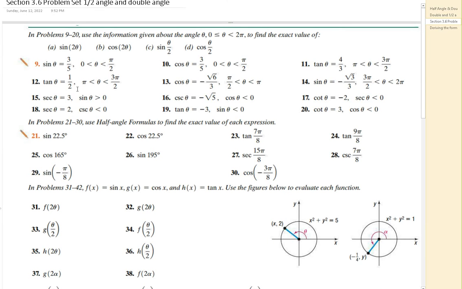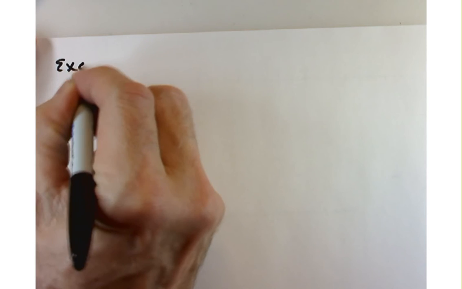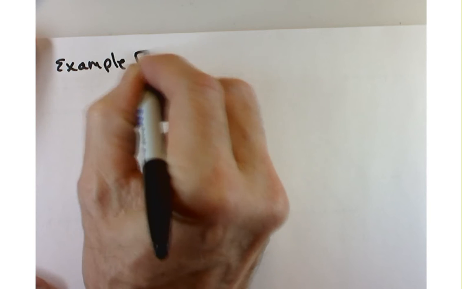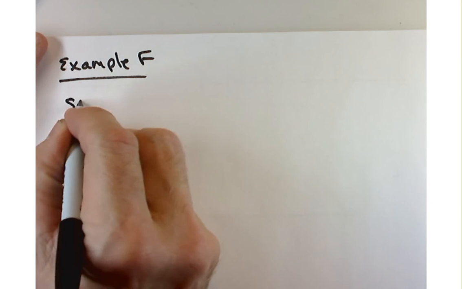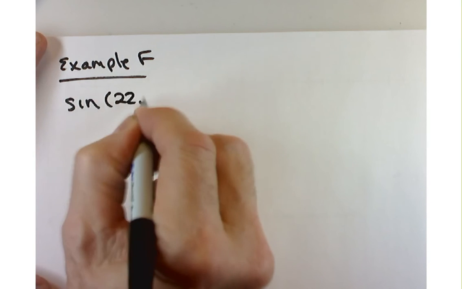Now, where are we going to use this formula? What's it used for? Well, here's an example right here. Let's take a look at the sine of 22.5 degrees. So I'll continue with where I was with my last section, the first half of this video. That was example E, so this would be example F. I want to find the sine of 22.5 degrees.